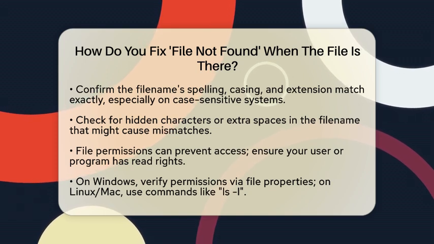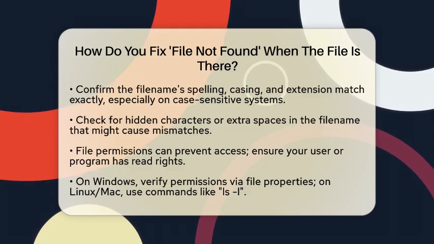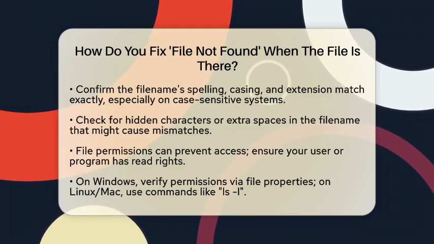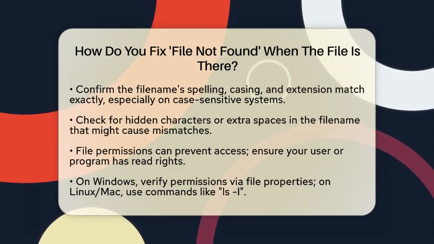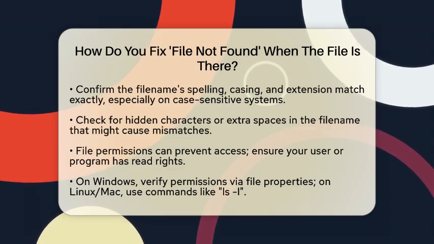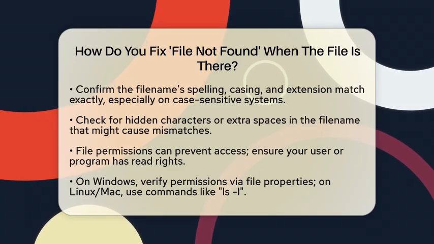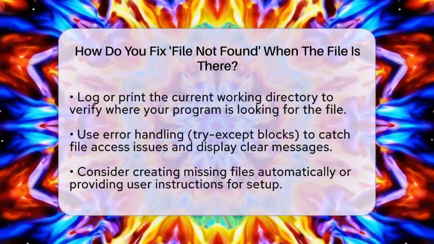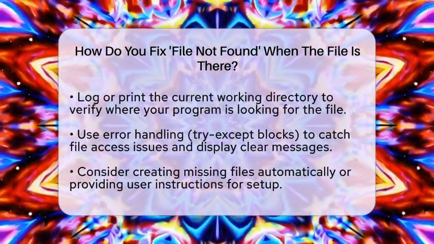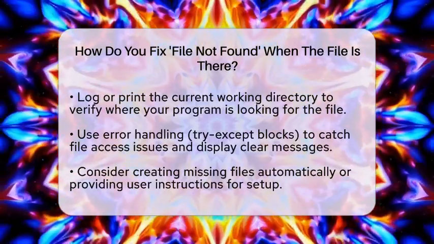It's also helpful to confirm the current working directory your program is using. You can add a line of code to print the current directory or log it. If it's not where you think it is, change it in your code or move the file to the expected location. Implement error handling around your file access code.